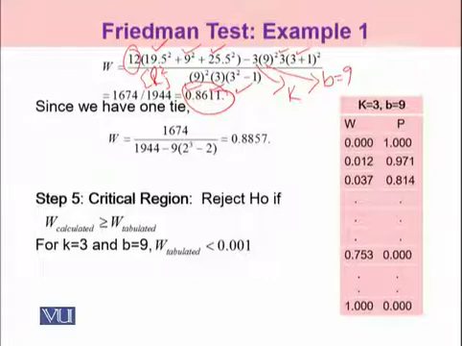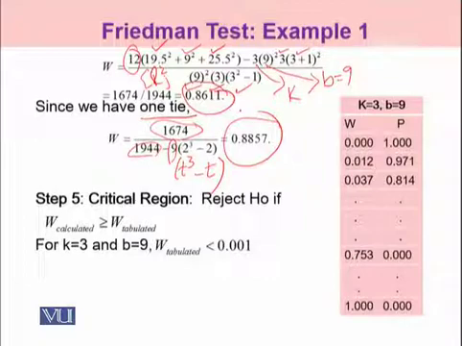Now, since we have one tie, we would have to make use of the correction factor. So your numerator remains the same, and in the denominator you get 1944 minus the number of blocks multiplied by t cubed minus t. Students, you had two values which were tied, so 2 cubed minus 2, that gives us a value of W as 0.8857.